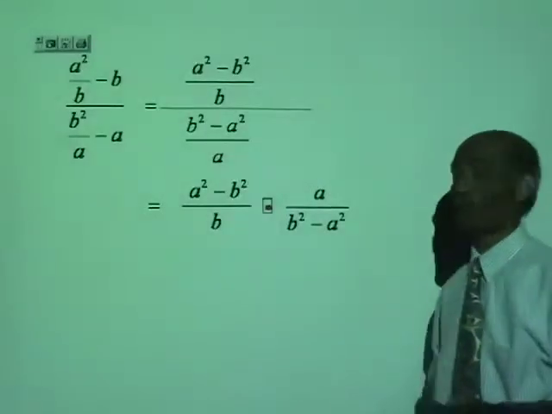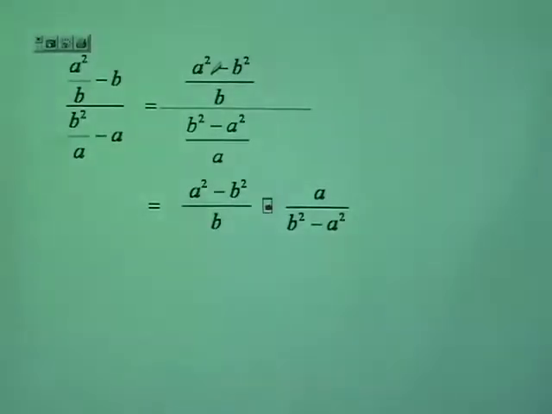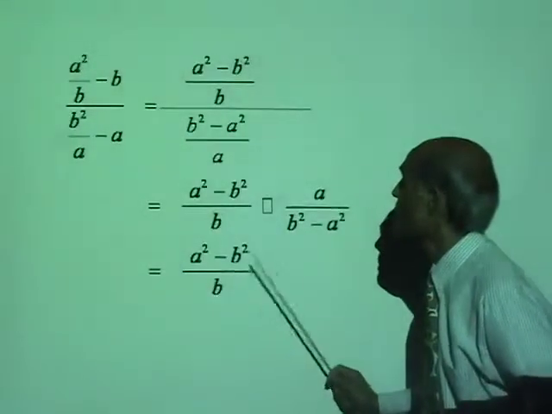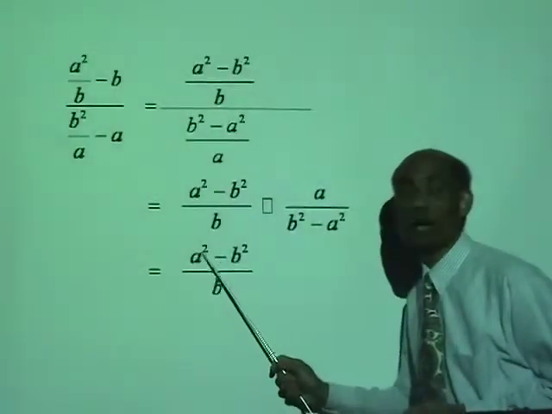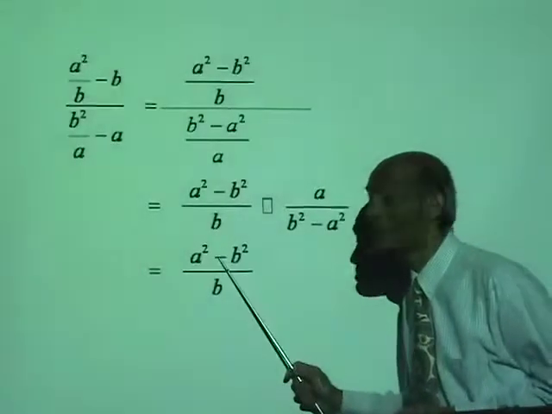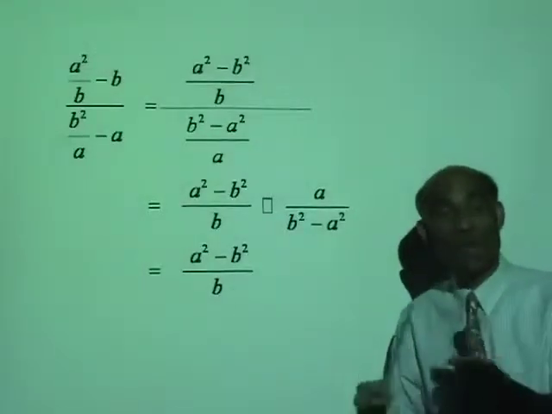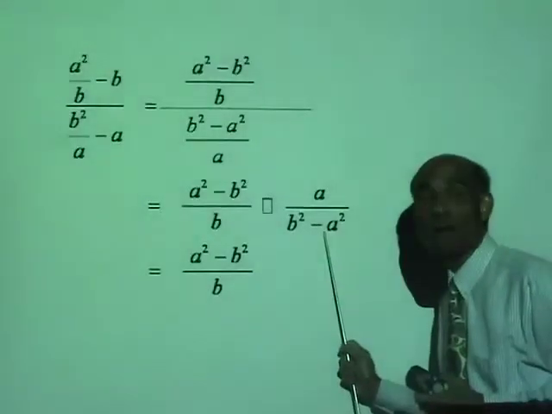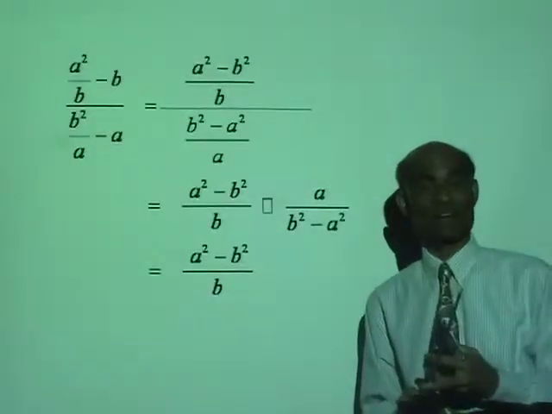Okay, now, can you see something that you can do there to simplify? Well, now this will be a squared minus b squared over b multiplied by, watch here, there is an a squared minus b squared on the numerator, a b squared minus a squared on the denominator. Can you write this b squared minus a squared using a squared minus b squared?